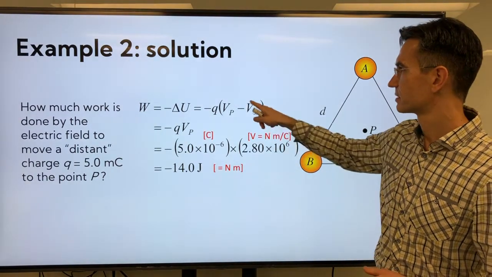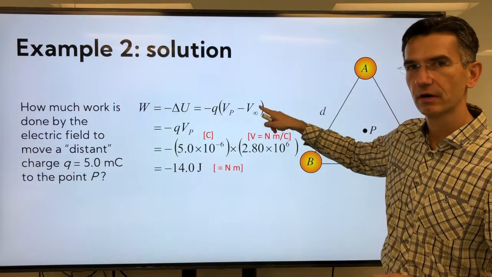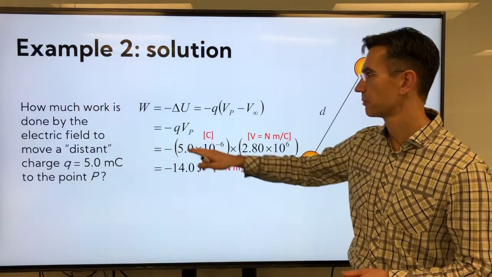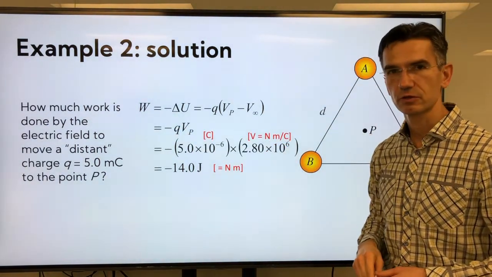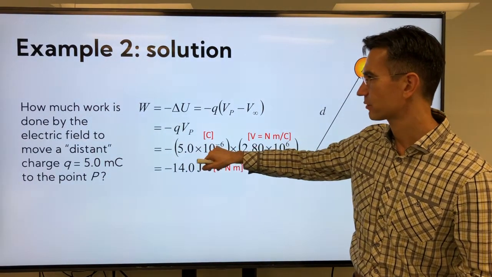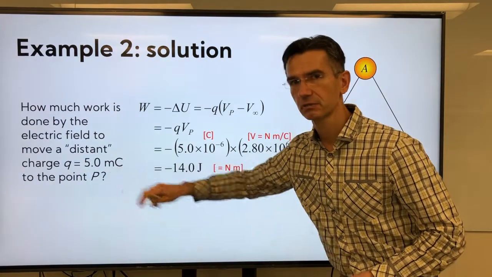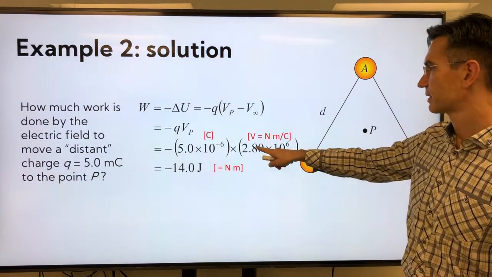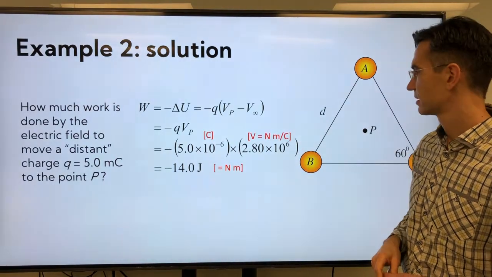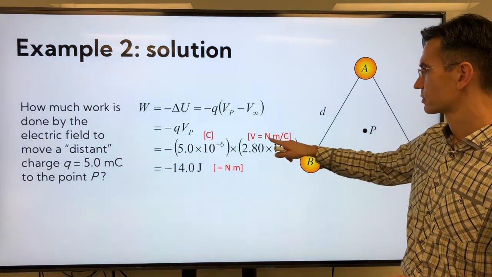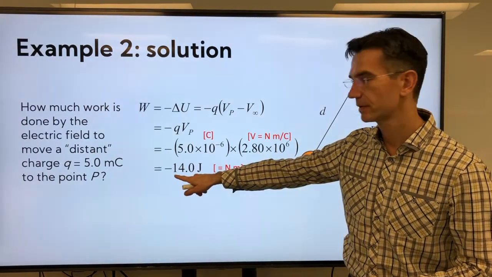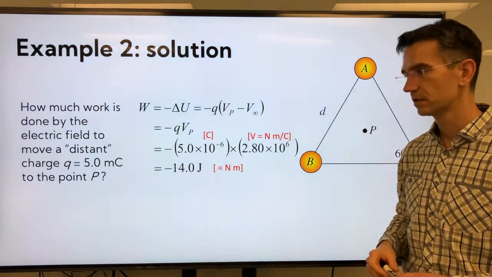So this is 0 because we're infinitely far away from the charge distribution. So then the work done by the electric field is just going to be minus Q times the electric potential at point P. So Q is 5 microcoulombs, not millicoulombs again. And we found that the electric potential at point P was 2.8 times 10 to the 6 volts, which is also Newton meter per coulomb. So the total amount of work done by the electric field is minus 14 joules.